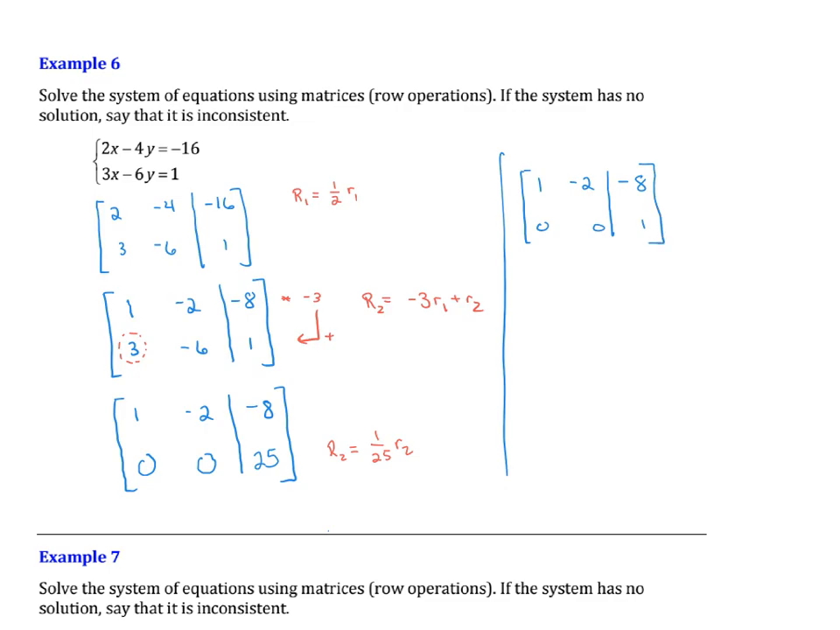Let's rewrite the corresponding system. x minus 2y equals negative 8. 0x plus 0y is just 0, equals 1. But 0 doesn't equal 1, and it never equals 1. So this has no solution. So it's inconsistent. It's an inconsistent system.